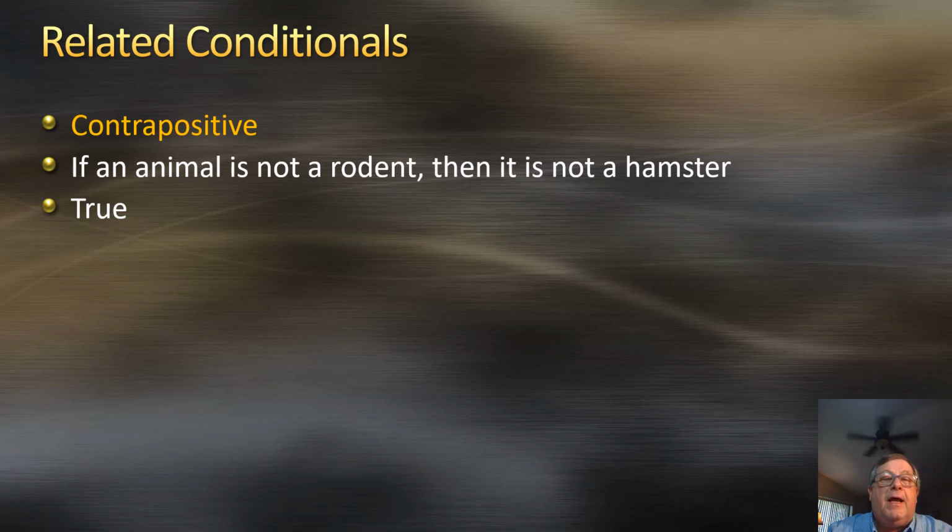So once again, in these related conditionals, the conditional and the contrapositive either have to both be true or both be false. And the converse and the inverse also have to either be true or false. In other words, they're paired up together. So the truth value of the conditional and the contrapositive is going to be the same, and the truth value of the converse and the inverse are also going to be the same.